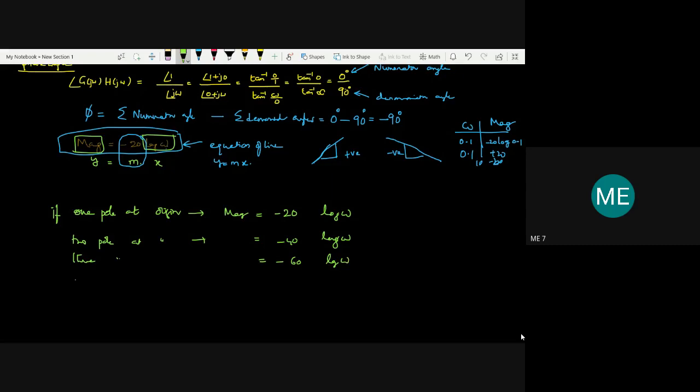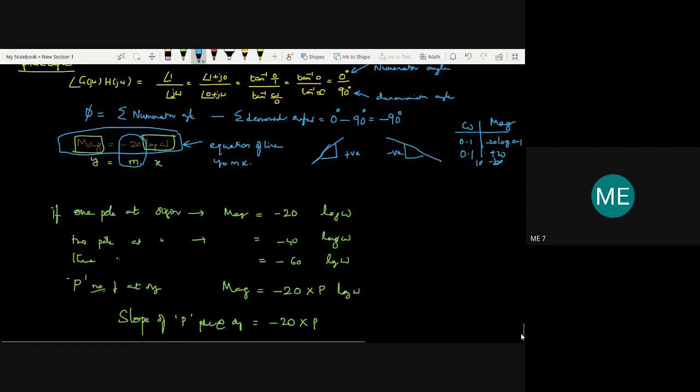So in general, if we have p number of poles at origin, then the magnitude in dB can be written as minus 20 into p log omega. So the slope of p poles at origin is minus 20 into p. So straight away I can plot the magnitude plot in this way.